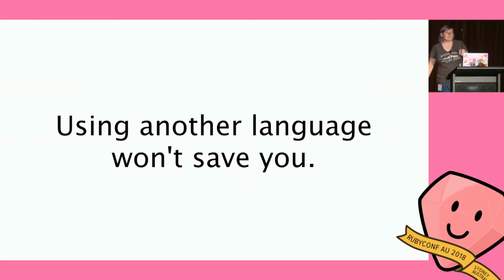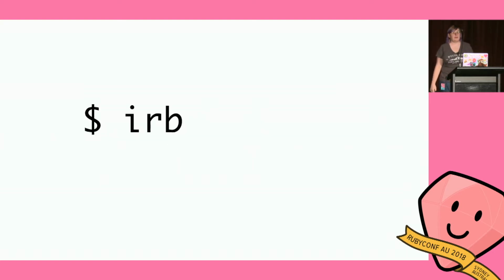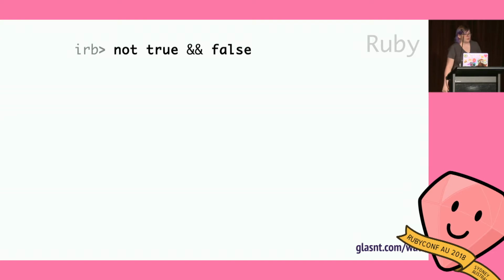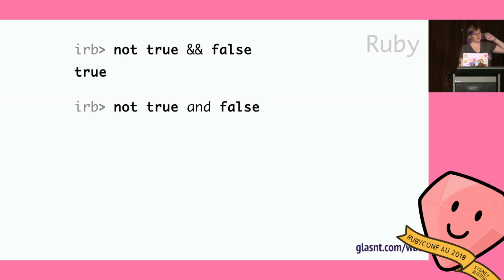But using another language won't save you. Let's talk about Ruby. In Ruby, what is the truthiness of not true, double and, false? Hands up for true. Hands up for false. It's true. What is the truthiness of not true and false? Hands up for true. Hands up for false. It's false.